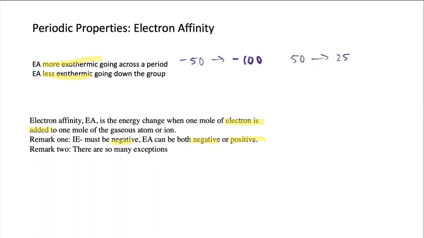And for less exothermic, let's say that we started with negative 50, less exothermic, it becomes something like negative 25, I guess. Okay. And if we started out with 50 positive, less exothermic, then it'll be 100.